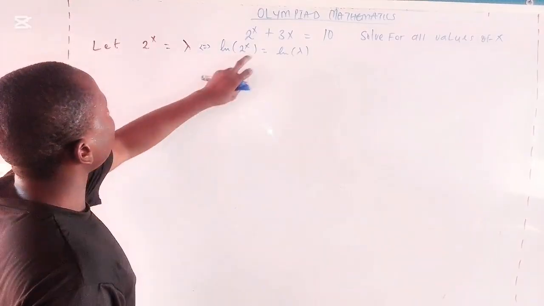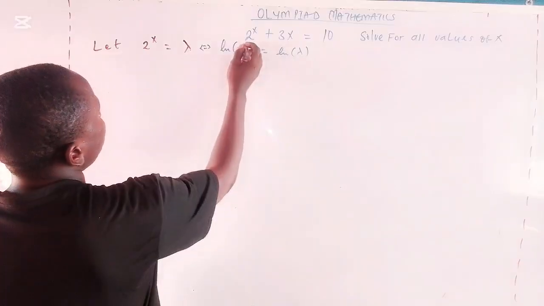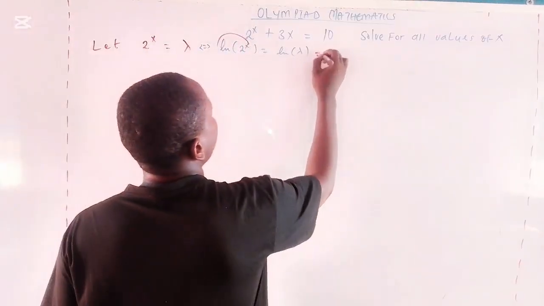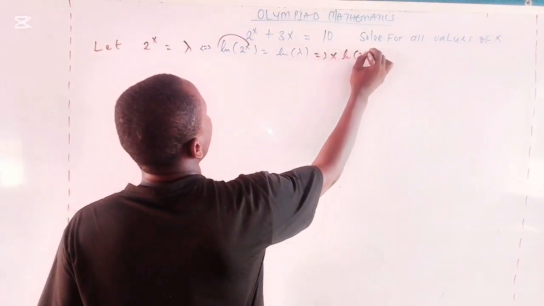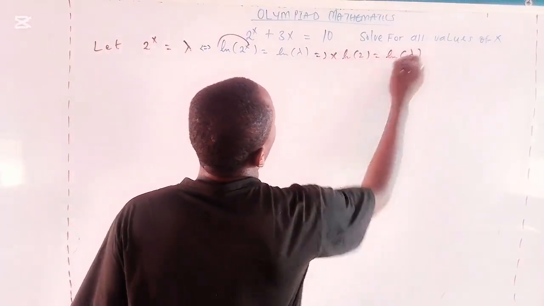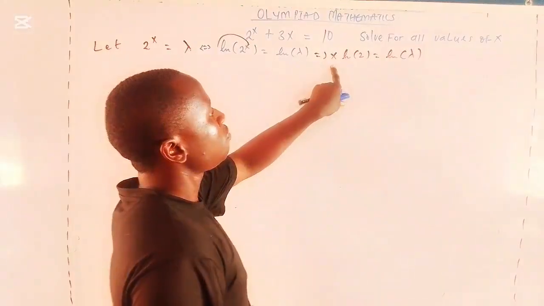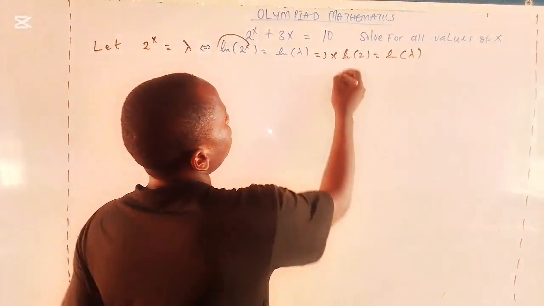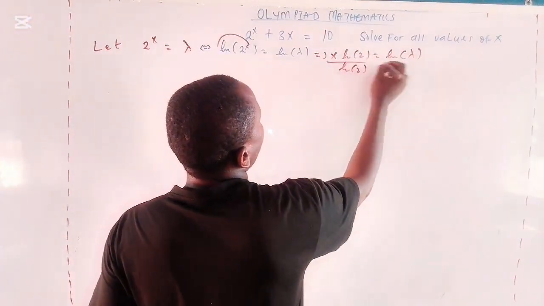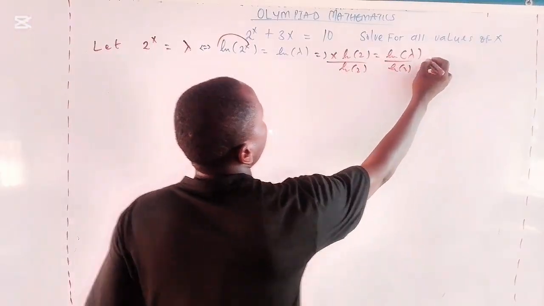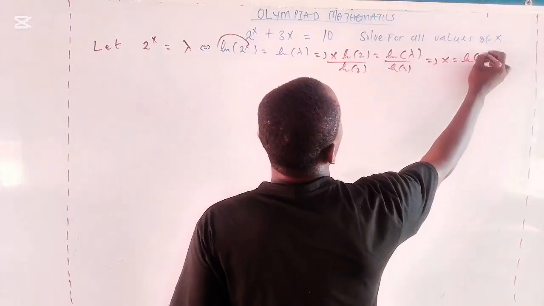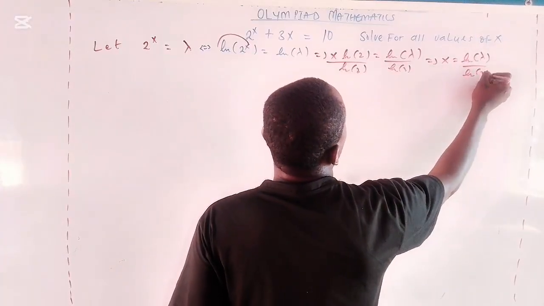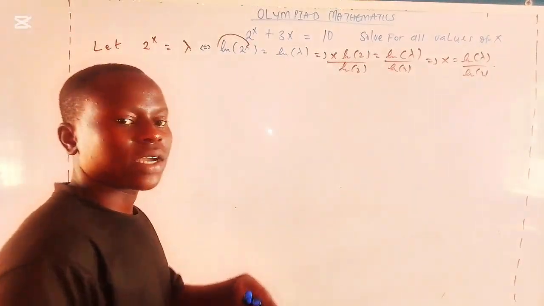Then according to the law of logarithm, bring your x here. So we're going to have x multiplied by natural log of 2 is equal to natural log of lambda. And then how do you make x the subject of the formula? You have to divide through by natural log of 2. So we have x is equal to natural log of lambda over natural log of 2. That is beautiful. Are we together now?